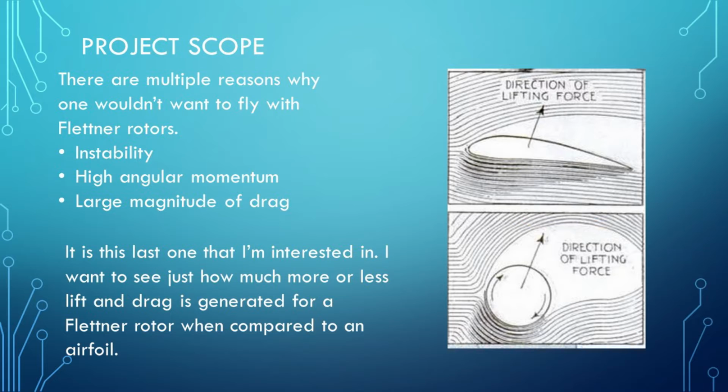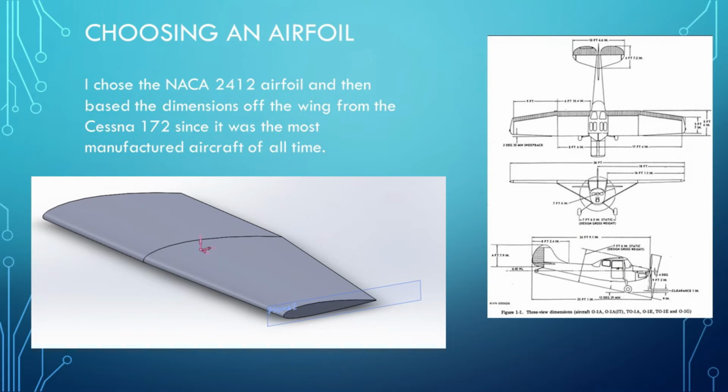I want to see just how much more or less lift and drag is generated for a Flettner rotor when compared to an airfoil. I chose the NACA 2412 airfoil and then based the dimensions off the wing from the Cessna 172 since it was the most manufactured aircraft of all time.